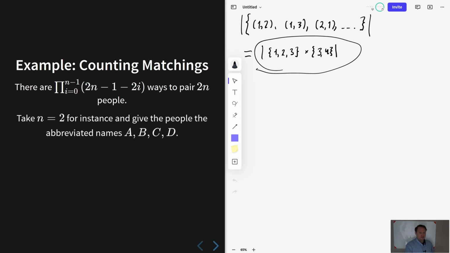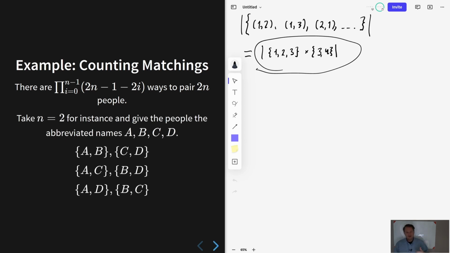So just to get started, let's see how this works. If we set n equal to 2, meaning that we have a total of 4 people, and we give them the abbreviated names A, B, C, D. Now, just to brute force list out all of the matchings, the whole task here is to count how many ways these people could be matched with each other. And a matching will be a set of 2-element sets that partition the set of all people.